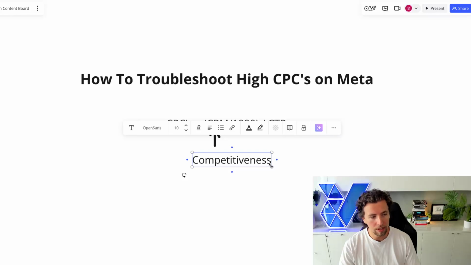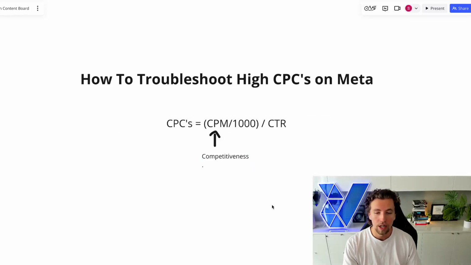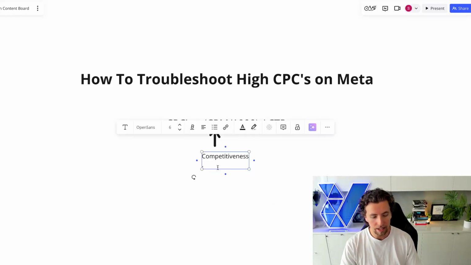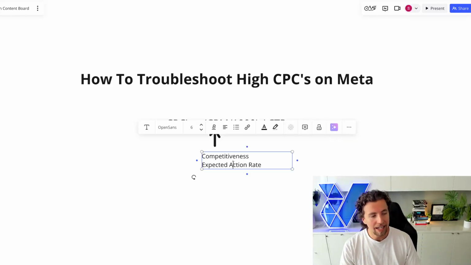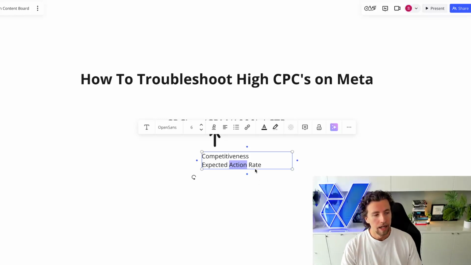But more important than this, and people often overemphasize that, oh, it's just based on the competitiveness of the industry or the niche. It's not. The main predictor of CPMs is actually expected action rate. Now, the action is whatever you are optimizing for within the campaign. And so if you are optimizing for purchases within e-commerce, this is your expected conversion rate. If you're optimizing for leads, for example, this would be your expected conversion rate on leads. If you're optimizing for add to carts, it would be your expected rate of add to carts, etc.